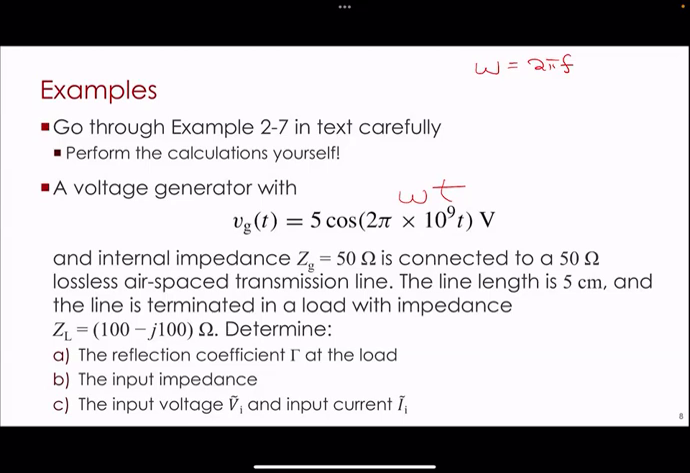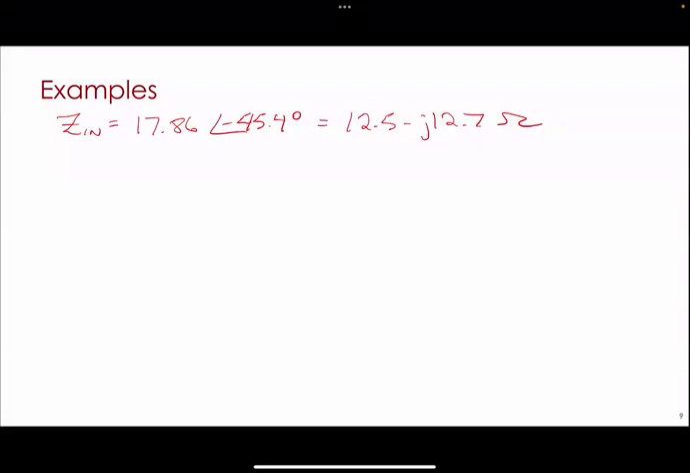So what did that get us to? I think we ended up with a Z in of, first we did it in polar form because we were doing that division thing again. So we wanted to get it in polar form. And I think we got something like 17.86 angle minus 45.4 degrees, which also equals about 12.5 minus J 12.7 ohms. So from the division, we got our answer in polar form, which is the 17.86 angle minus 45.4. From there, we could convert it to rectangular form to get the 12.5 minus J 12.7. To get that, you would just do 17.86 times the cos of minus 45.4 degrees. That would get you the real part, the 12.5. If you did 17.86 times the sine of minus 45.4 degrees, you would get the 12.7.